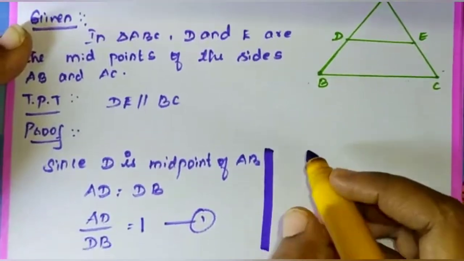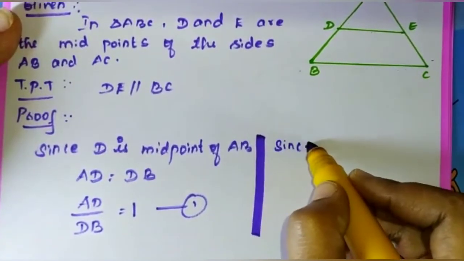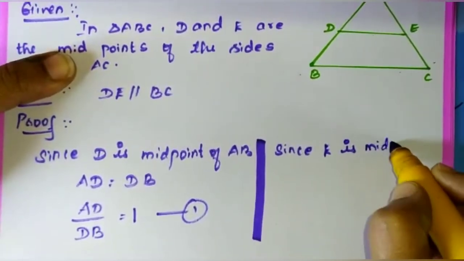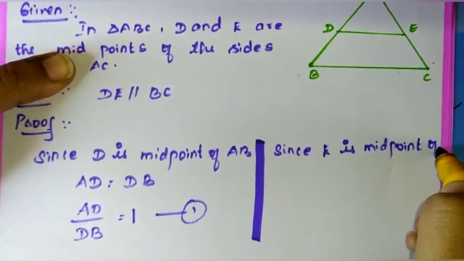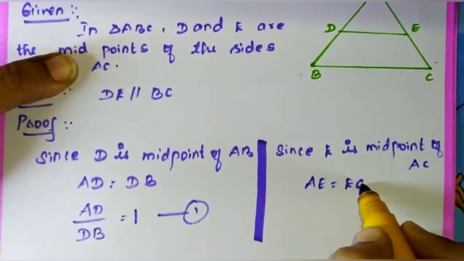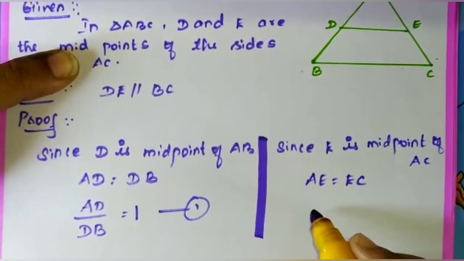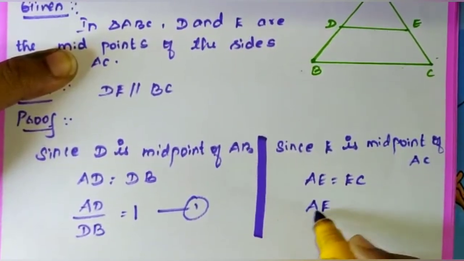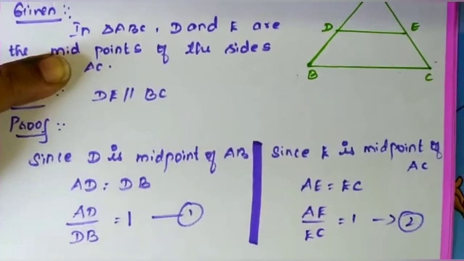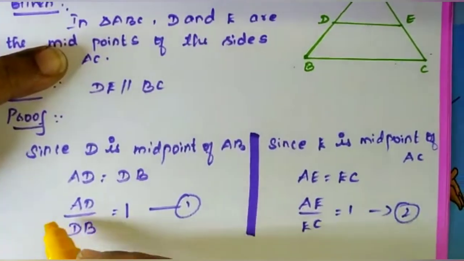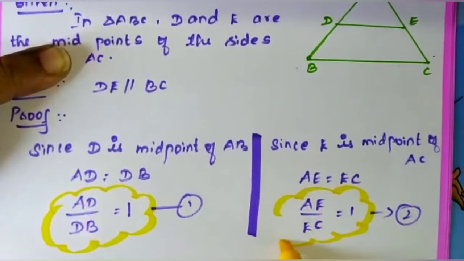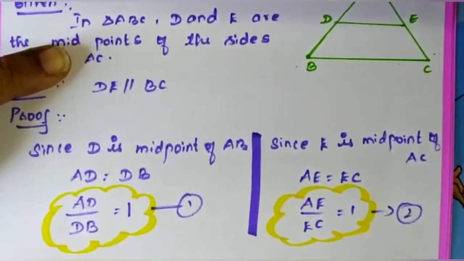And then the second one, since E is the midpoint of AC, AE is equal to EC. This one also I can write as AE divided by EC is equal to 1. Mark this as equation 2. Clear? So both are equal to 1.